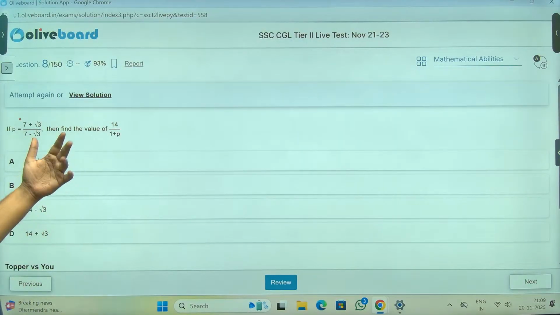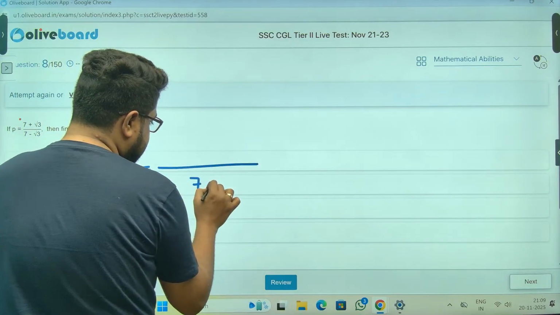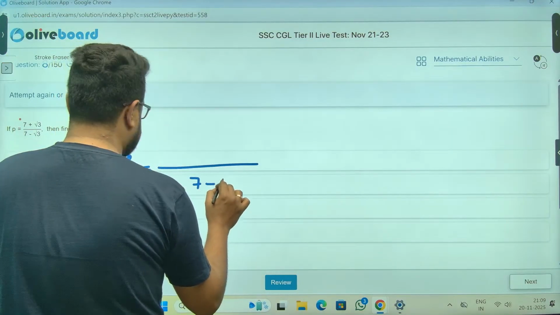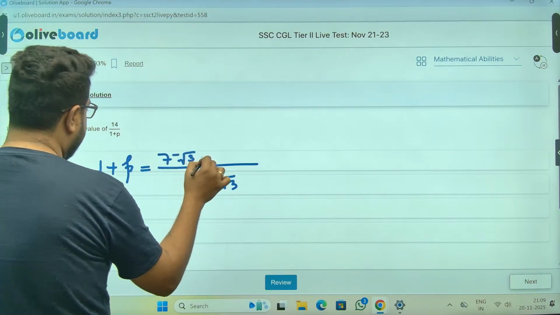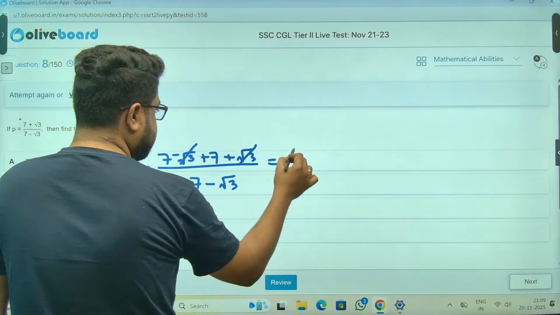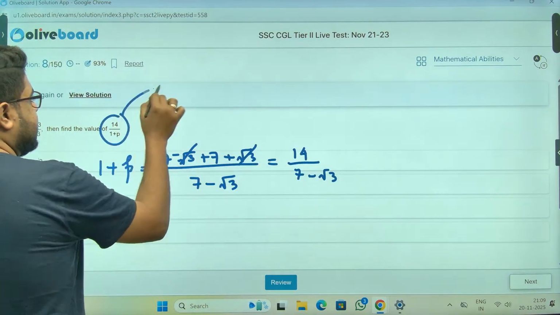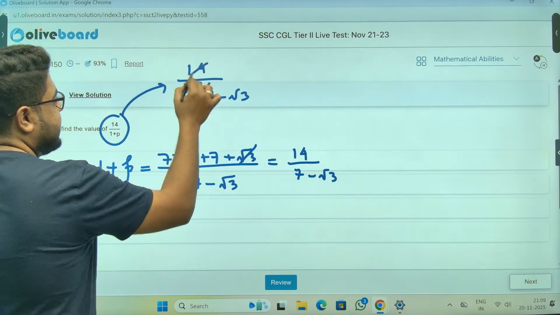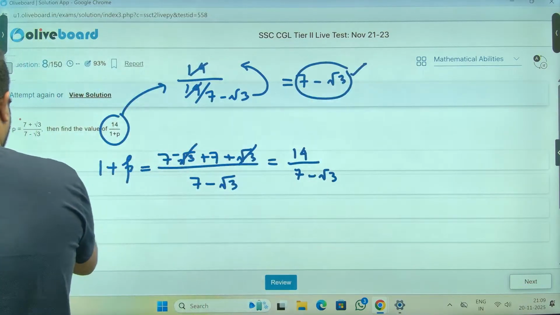Sir, P is given as 1 plus P. Just figure out 1 plus P first. Sir, it will be 7 minus root 3. And if you do it there, it will be 7 minus root 3 plus 7 plus root 3. So this is gone, and it becomes 14 by 7 minus root 3, sir. So if they are asking you 14 divided by 14 by 7 minus root 3, this will cancel, this will go up. So my answer will be 7 minus root 3, which is there in option A itself.